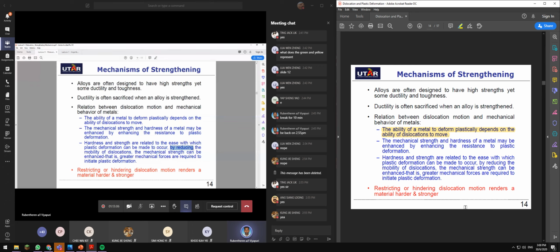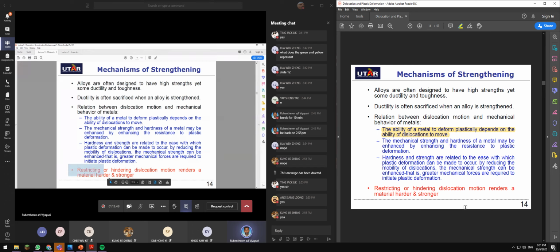Therefore, by reducing the mobility of dislocation, the mechanical strength can be enhanced. Automatically, the mechanical strength can be enhanced because you are stopping the dislocation. You are stopping the sole source of plastic deformation, which is dislocation. Greater mechanical force is required to initiate plastic deformation. So in order for you to dislocate a material which has a high toughness, you need more energy. That is what we mean by high toughness.